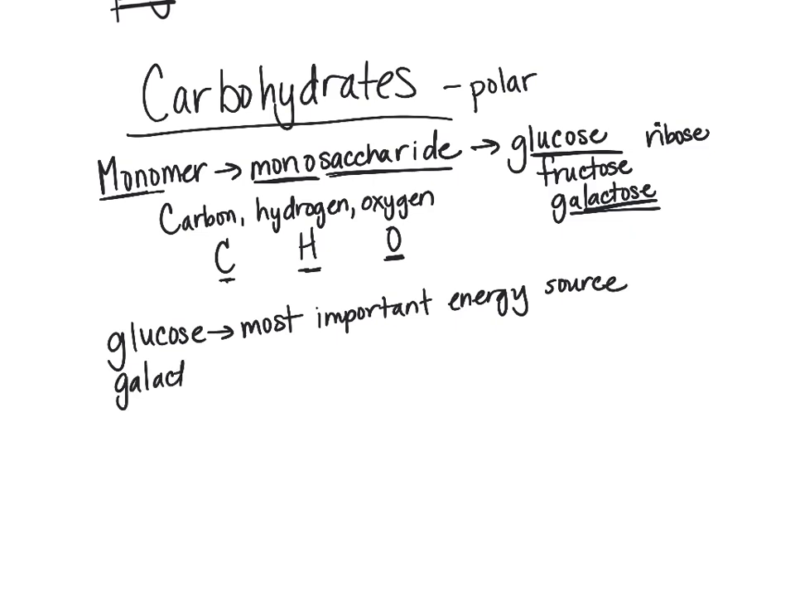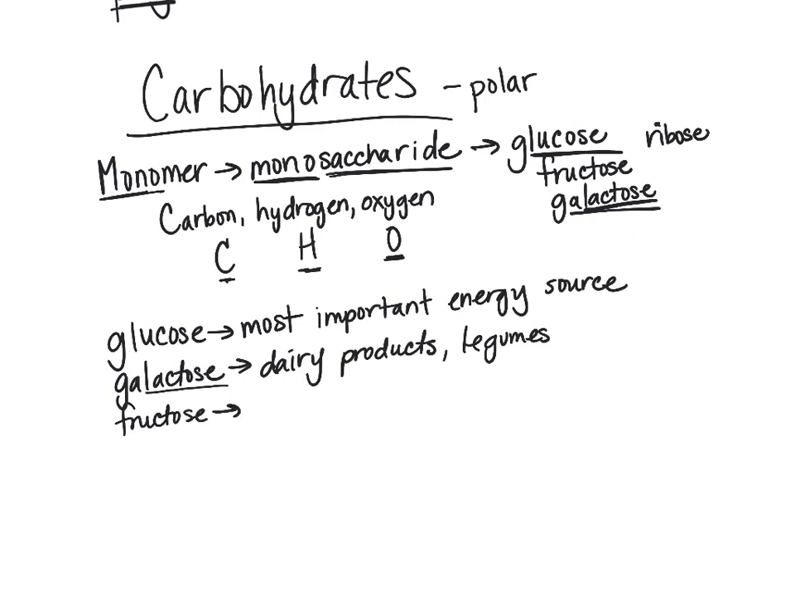Galactose. The giveaway here is the lactose, perhaps you've heard of that, is our milk sugar. So we find this in our dairy products. And in some legumes. Then our fructose. Fructose is another isomer of glucose, meaning it has the same pieces, the carbons, the hydrogens, the oxygens, just arranged differently. And fructose is the kind of sugar that we find in fruit. So fructose is in fruit, as well as honey. So it's our sweet sugar.